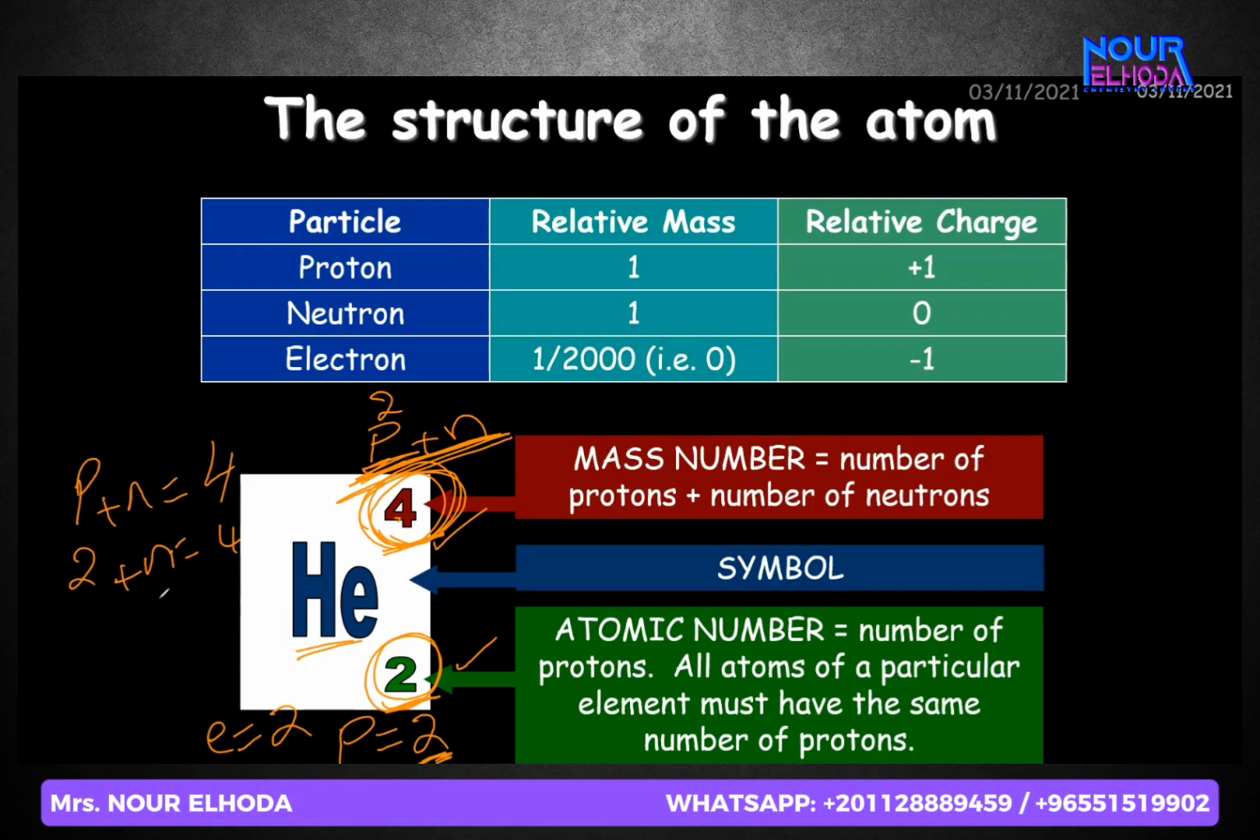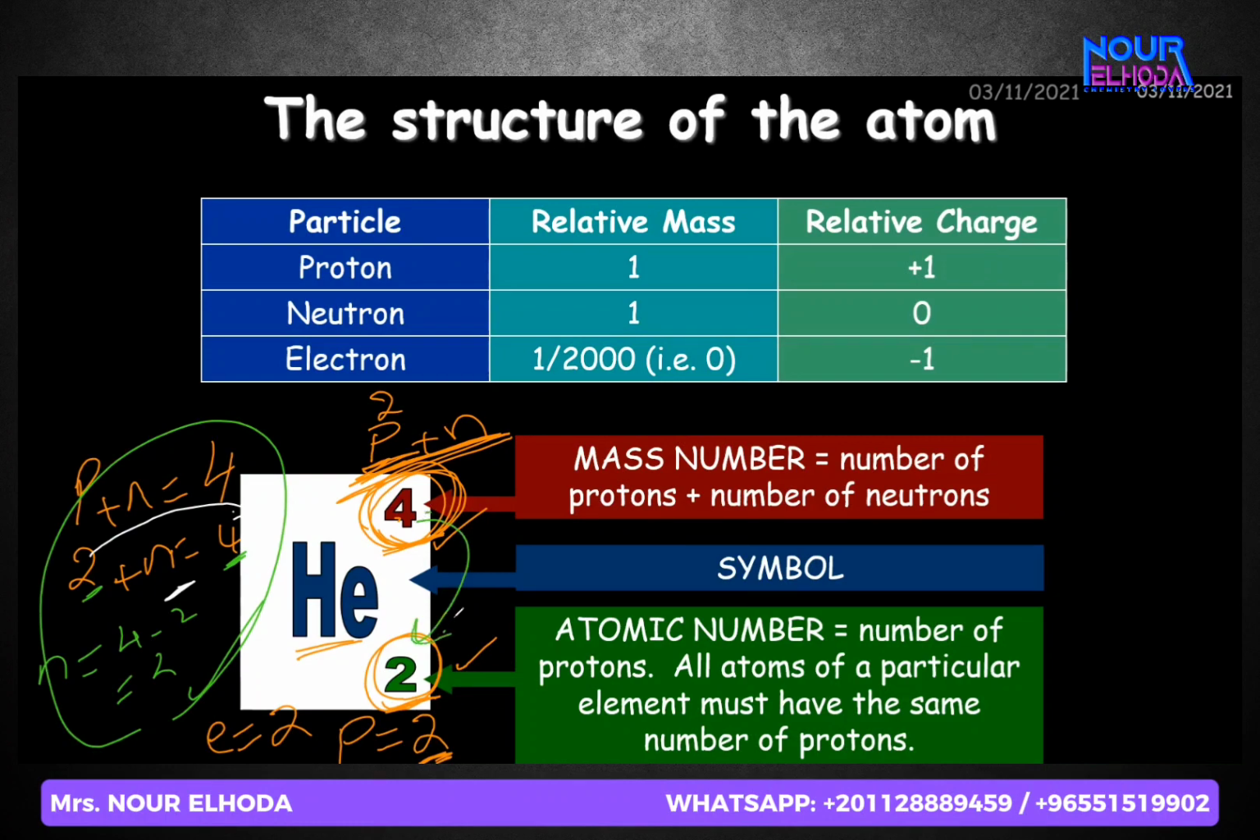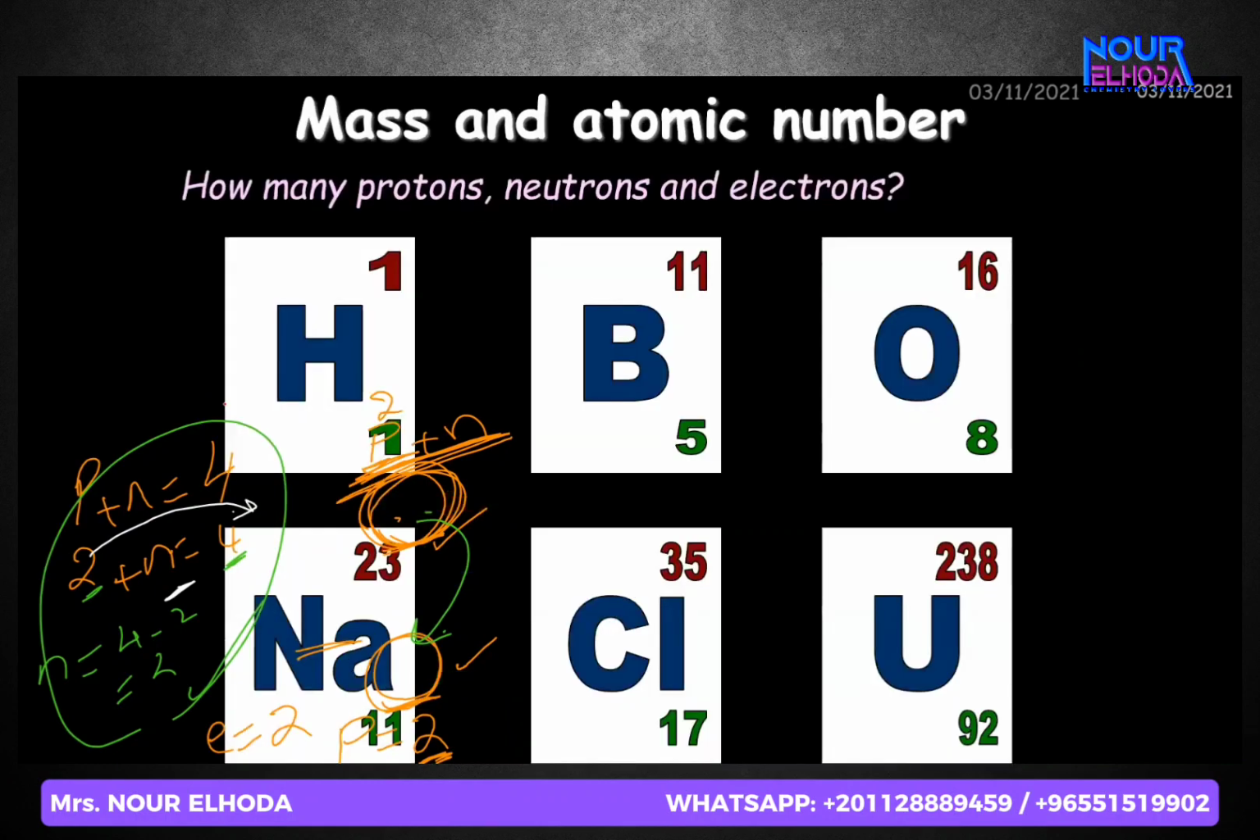If I want the neutrons, you will take the protons to the other side with the opposite sign. So to get the neutrons, it's going to be 4 minus 2. So it's going to be what? 2. That's true. But what did you do? You subtracted a big number minus a small number in one step. Good job. It's not that much algebra, it's easy, Nouri. This is simple math. Let's do it.